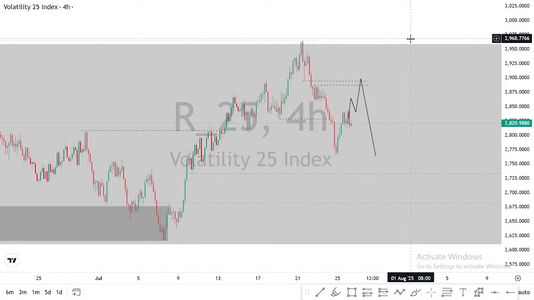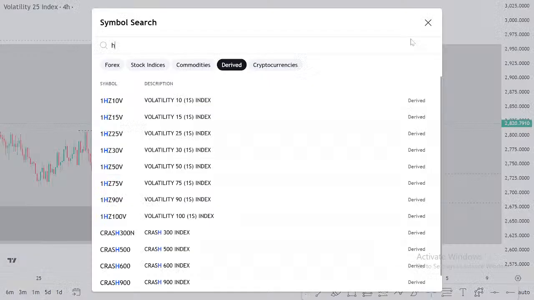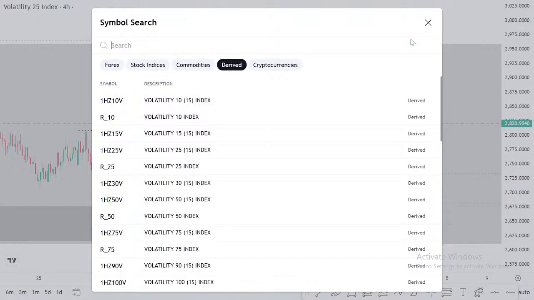Okay, so I'm going to pick the most mentioned in the group. So which one should I pick? Okay, so let's make analysis for volatility 100. Let's start with volatility 100.